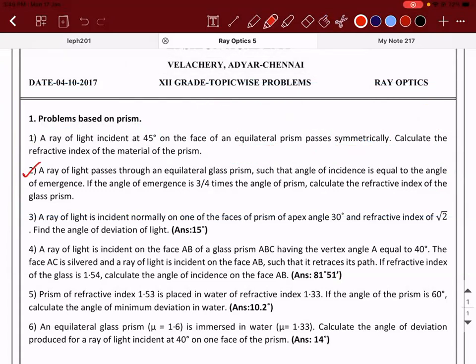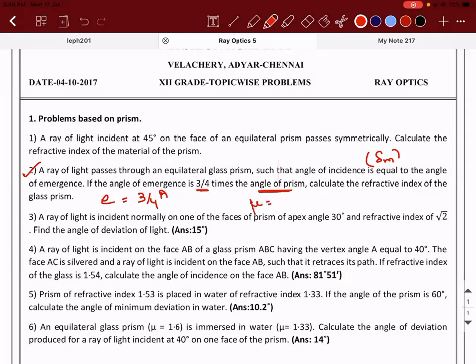Try to draw the diagram for this. There is a ray of light which passes through an equilateral glass prism such that the angle of incidence is equal to the angle of emergence. Again, it is a condition of minimum deviation. If the angle of emergence is 3 by 4 times the angle of prism, calculate the refractive index of the glass prism.